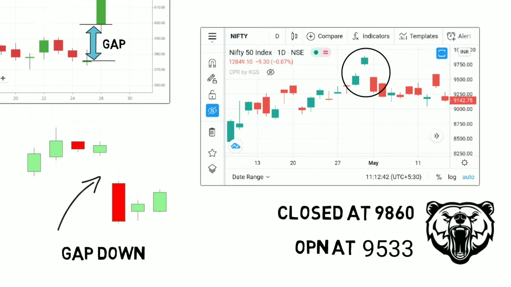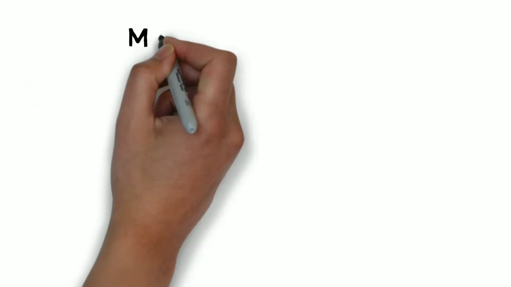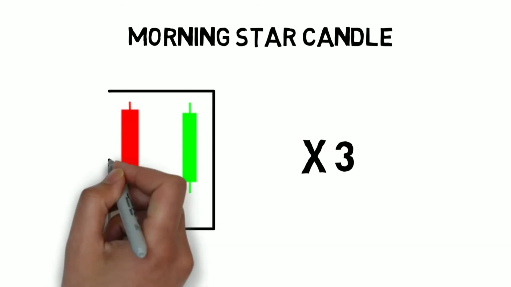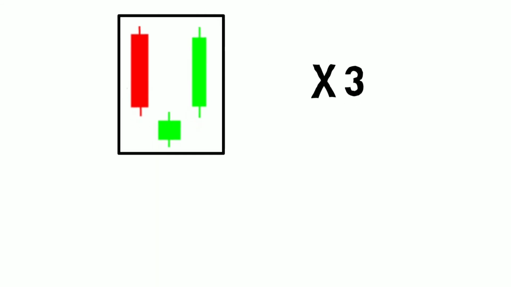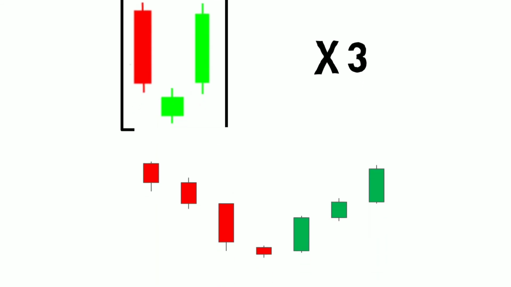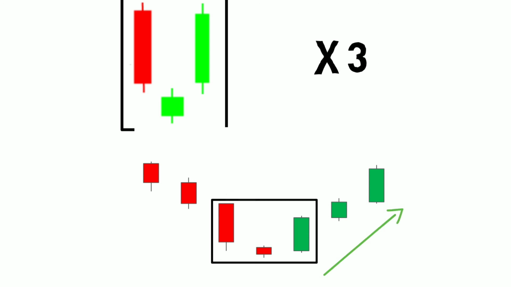Okay, now we are all set to learn the Morningstar candle. Morningstar requires 3 candles to evolve, and it's a downtrend reversal pattern, which means it's a bullish pattern. This is the picture of the Morningstar candle. Like the other bullish patterns, it also appears at the bottom end of a downtrend.